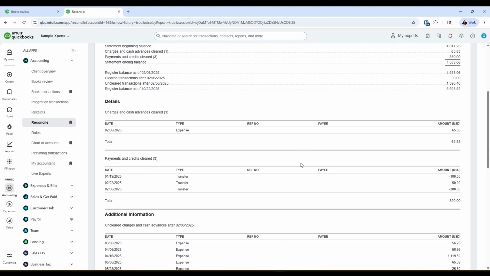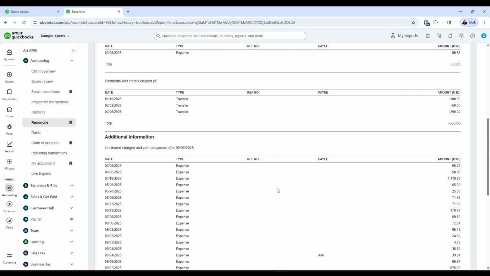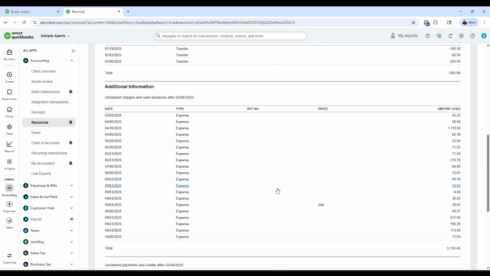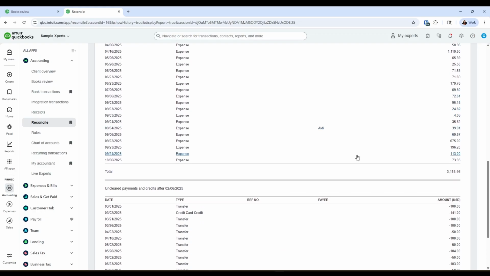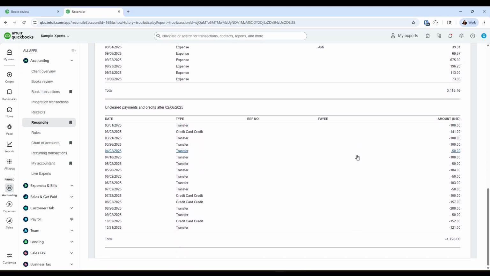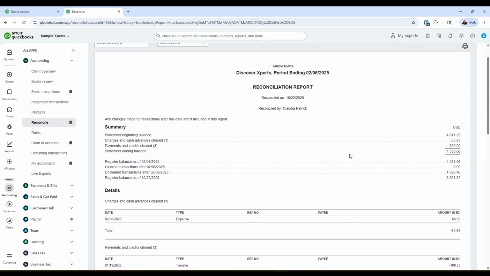You want to verify why it has not cleared. Has this check not been cashed? Is this a lost check that needs to be deleted or anything like that? Okay, payments and credits cleared. It's going to show unclear charges and cash advances. You want to take a look at those transactions and see if there is anything that needs to be fixed.